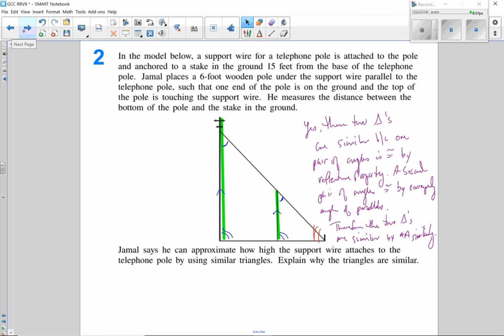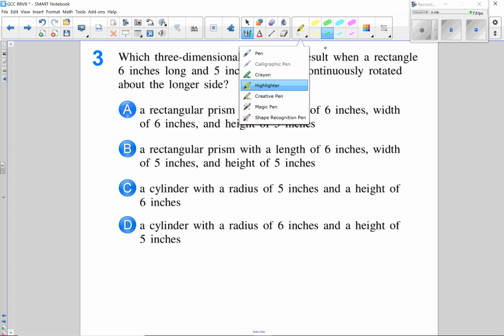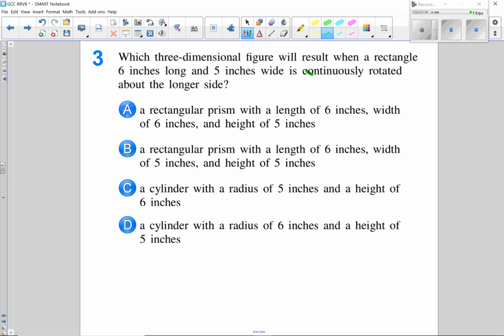Last but not least, we've got this third question which says, which three-dimensional figure will result when a rectangle 6 inches long and 5 inches wide is continually rotated about the longer side? Well, right away, the fact that I've been told that we have a continuous rotation here, that tells me that I'm going to have a circular portion going on, because if I'm continuously rotating, that means something's going around something. So I'm going to get that circular aspect.